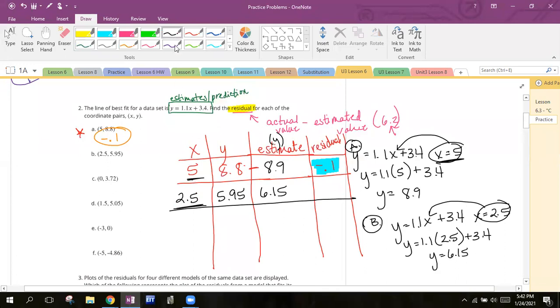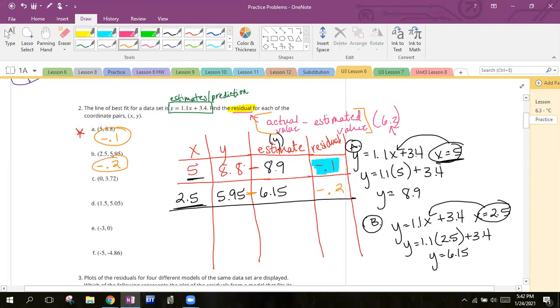All right, but that's not all we have to do. Residual says we do the actual value minus the estimated value. We have to do 5.95 minus 6.15, and we get negative 0.2.